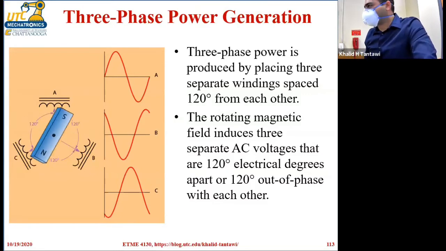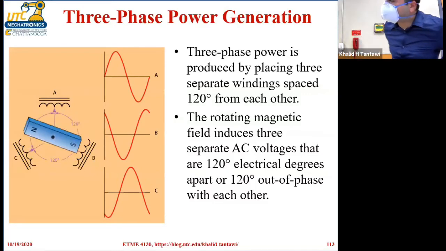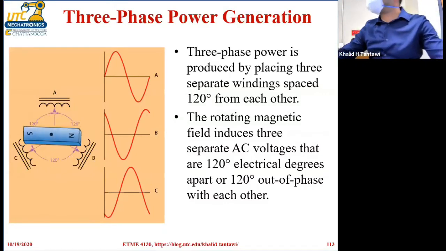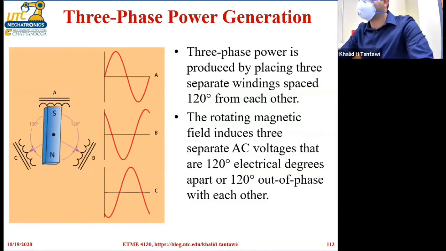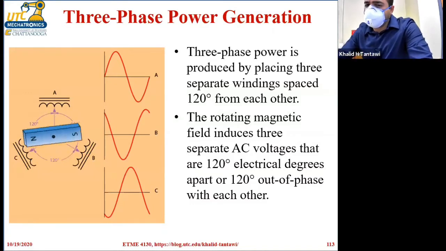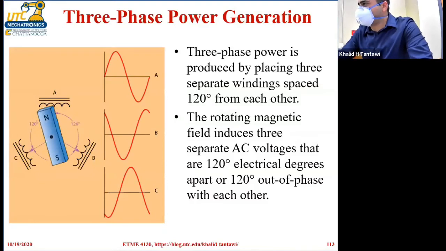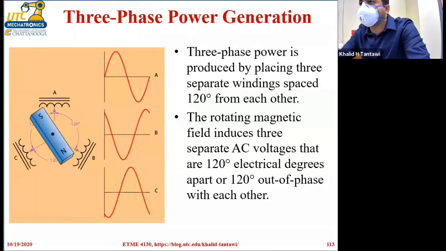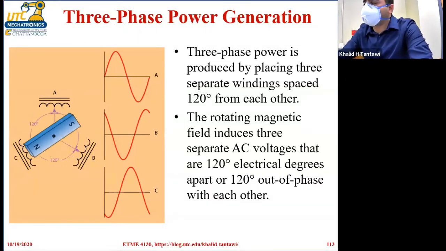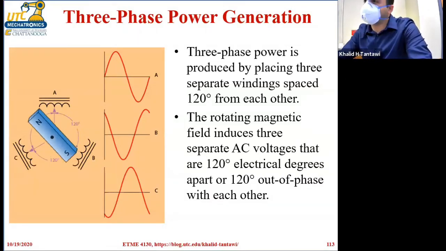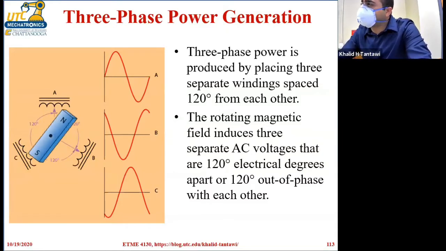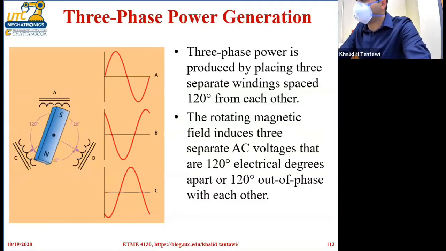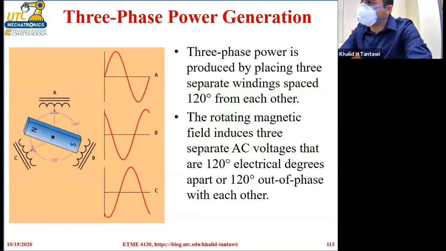So when you put three voltage sources 120 degrees out of phase, what about the frequency? Which one will have the highest frequency? Definitely, they all must have exactly the same frequency. The frequency is critical, or otherwise they can't see each other. If you have different frequencies, they will not be able to see each other.